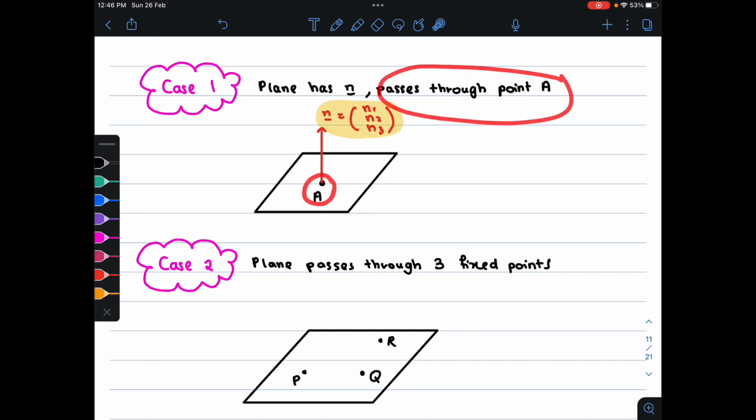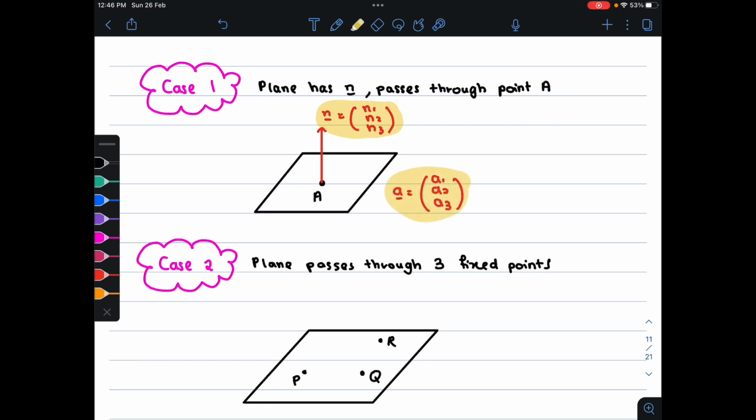So you have point A on this plane, which will give you the vector A. So you can use these two vectors to write the equation of a plane. That's case 1.